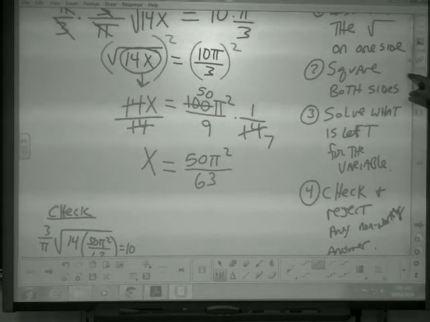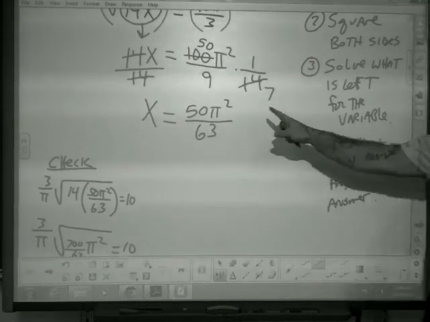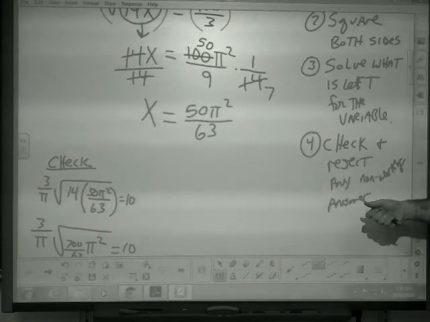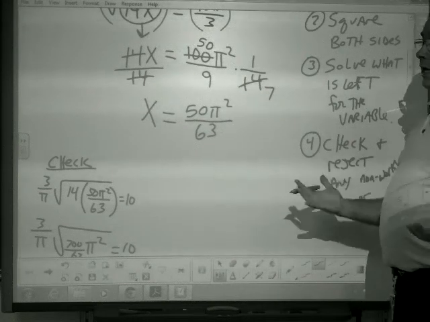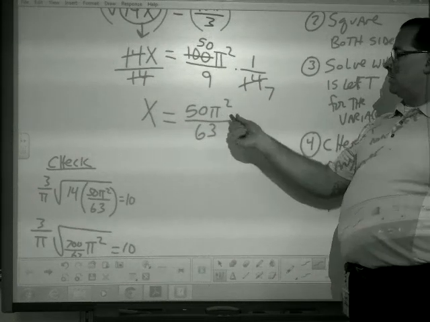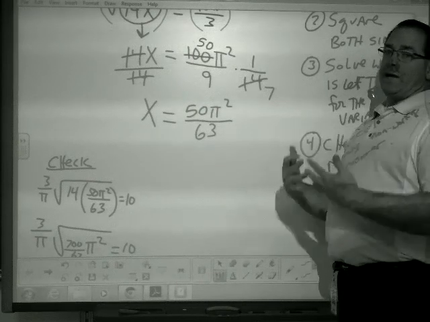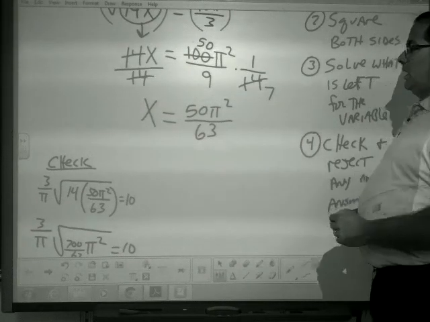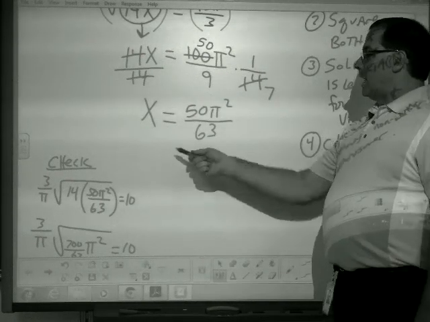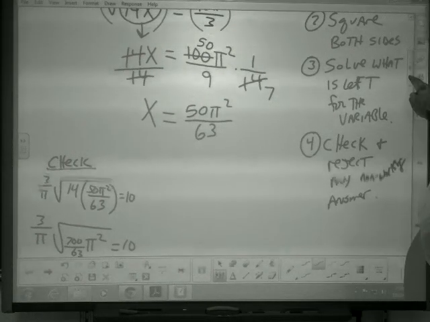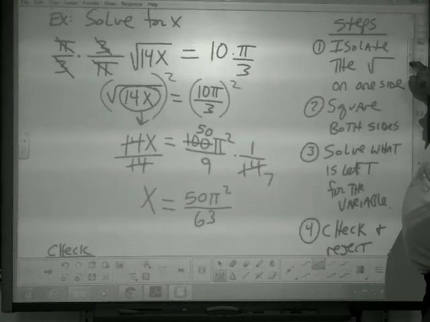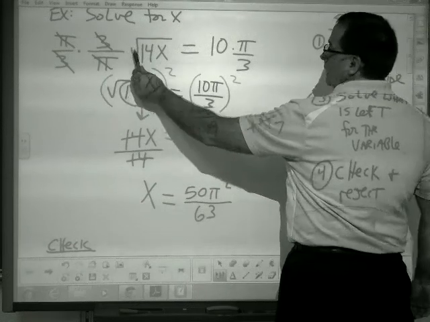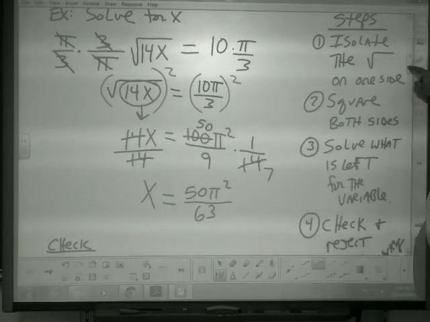Now, the last thing though is to check, make sure this is going to work, and reject any non-working answer. We don't reject negative answers just because they're negative. We don't reject positive answers that look funny just because they look funny. We have to check to make sure that the answer really truly does work. And if it does, then we'll circle it. And if not, we'll reject it. So down here, I have my check. And to check, I have to go back to the original problem, which was 3 over pi, radical 14x equals 10.